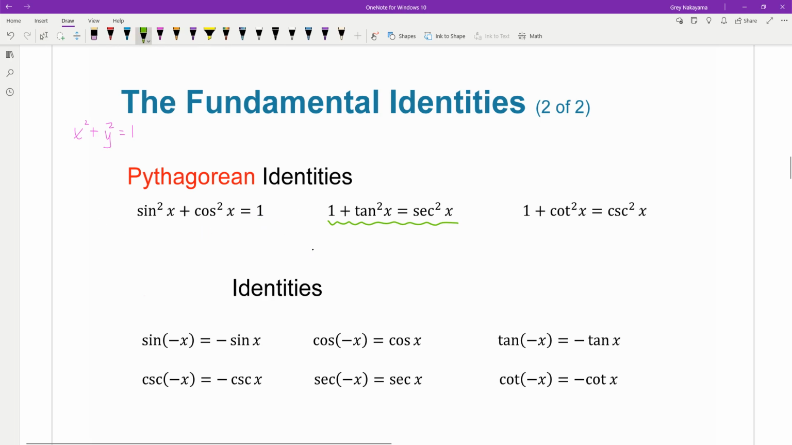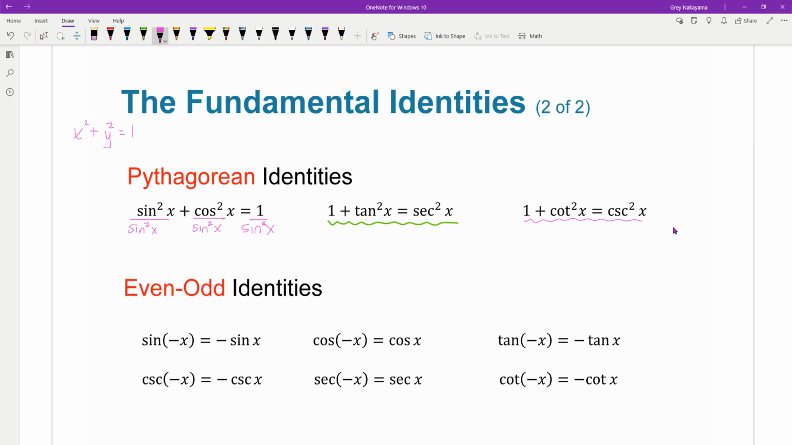Well, what if I divide each of those by sine squared? Sine squared divided by sine squared equals 1. Cosine squared divided by sine squared equals cotangent squared. And 1 over sine squared equals cosecant squared. And that's this one right here. So I'm pointing this out to let you know that you really only have to know the first one, if you know how to get the other two, and that's just dividing by either sine squared or cosine squared. So hope that helps.